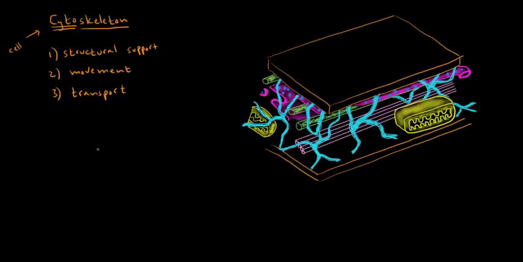So now let's take a look at a cross-section of a cell, and let's orient ourselves and label this diagram. So right over here we have the cell membrane. Then we have some mitochondria. We have the endoplasmic reticulum, and you can see it's dotted with these blue things. Those represent ribosomes.